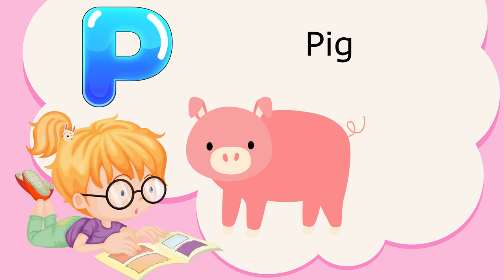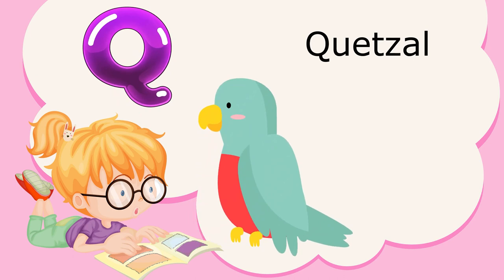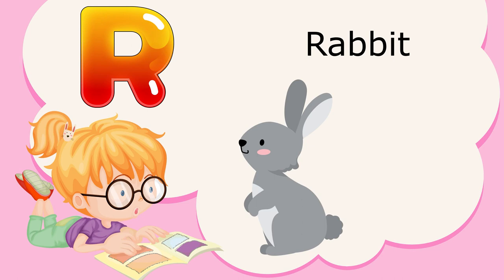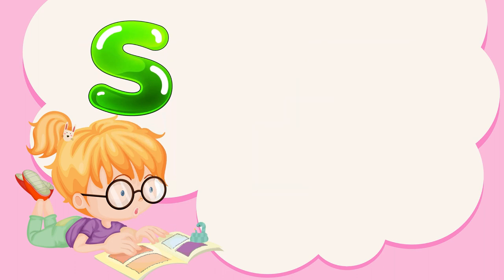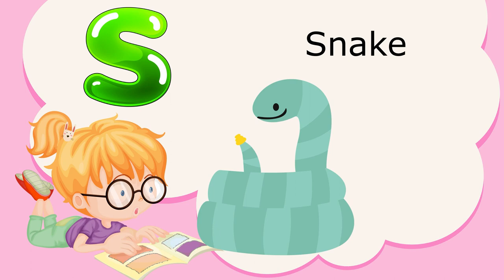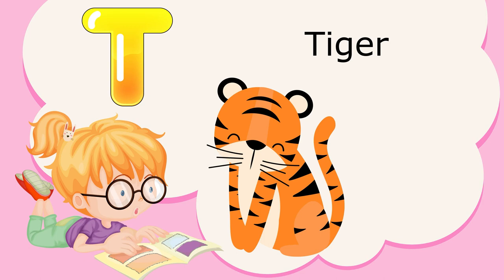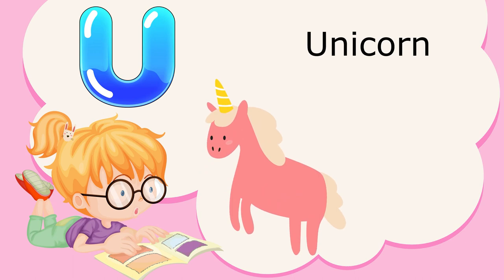Q for quetzal. Q U E T Z A L. R for rabbit. R A B B I T. S for snake. S N A K E. T for tiger. T I G E R. U for unicorn. U N I C O R N.